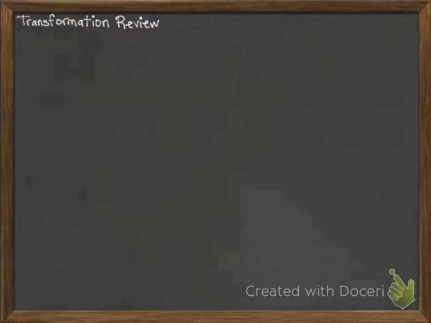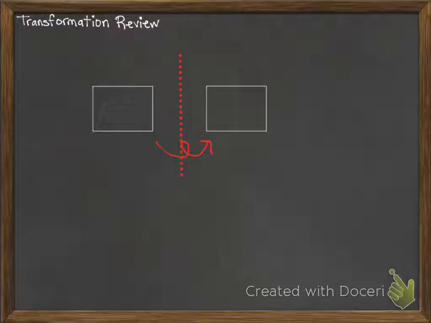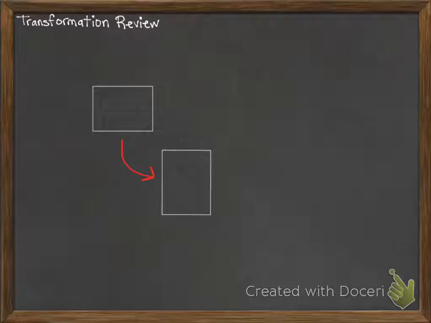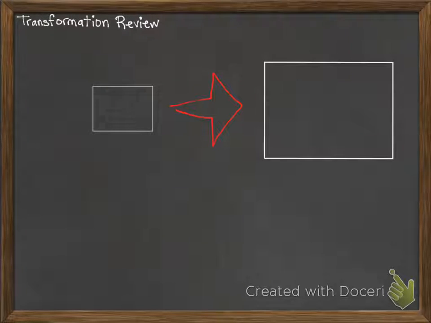Let's review what we know about transformations. When we have a shape, there are 4 different transformations we've learned about to move or alter the shape. One is that we could reflect the shape or flip it over a line, making a mirror image. Another is that we could translate or slide the shape. Another, we could rotate or turn the shape. And the last, that we could dilate the shape, making it larger or smaller.